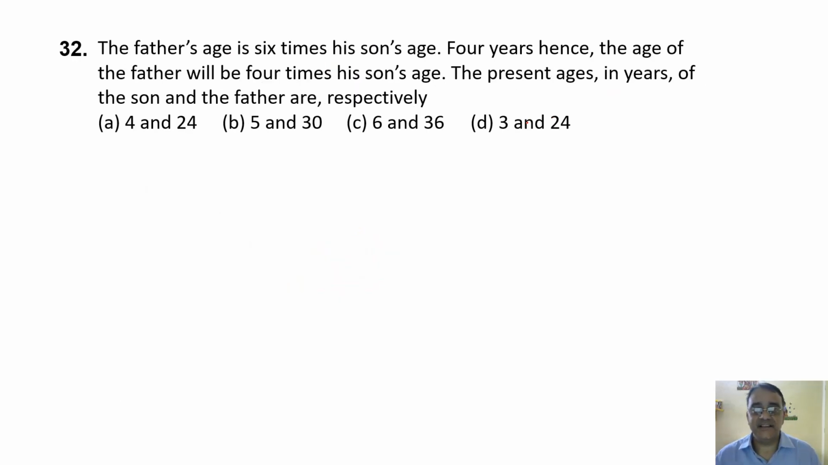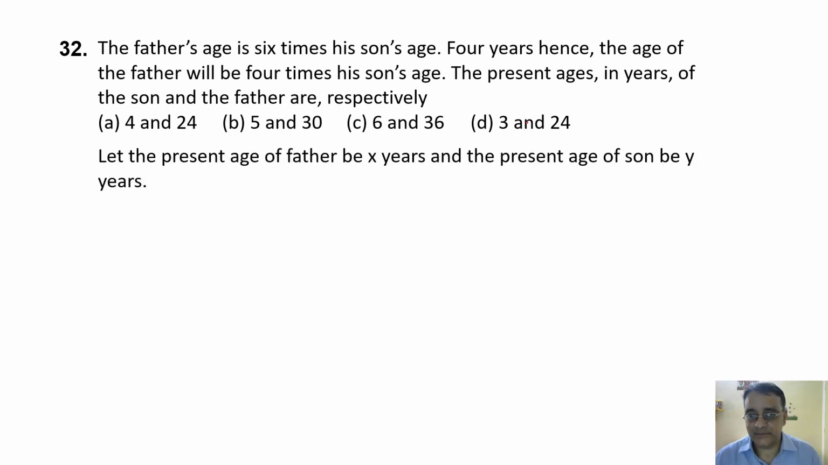The father's age is 6 times his son's age. 4 years hence, the age of the father will be 4 times his son's age. The present ages in years of the son and the father are respectively. So पहले तो x and y ले लेते हैं हम लोग, father का x और son का y. Okay, so as according to the question, father's age is 6 times his son's age, so x is equal to 6y. So this is the first equation.